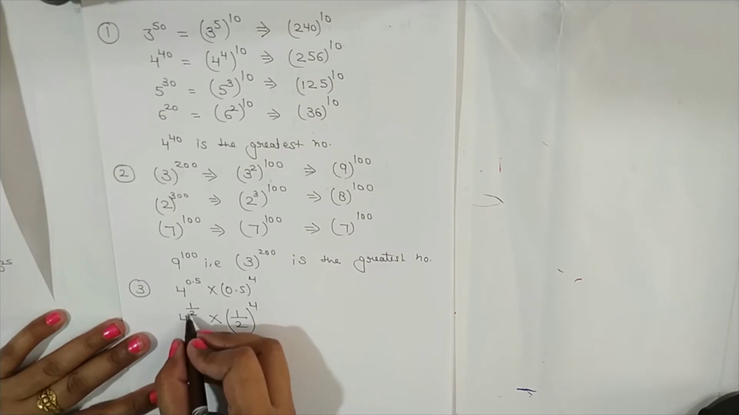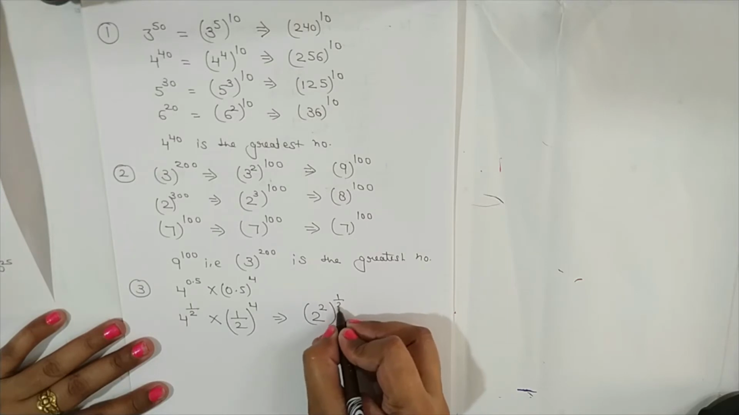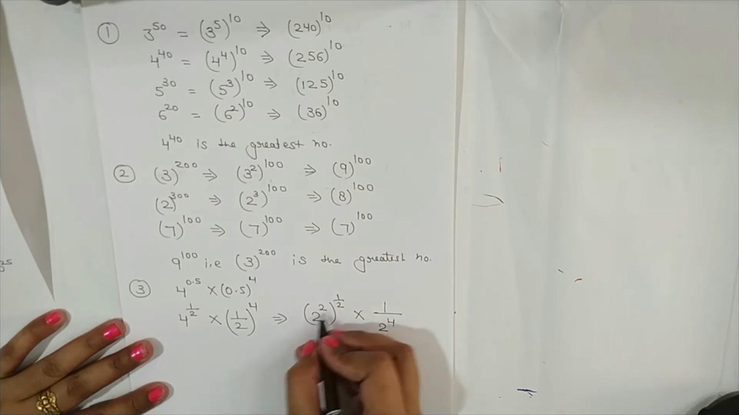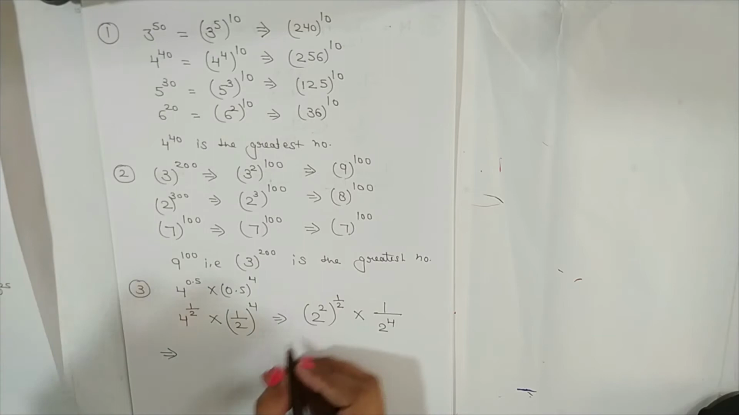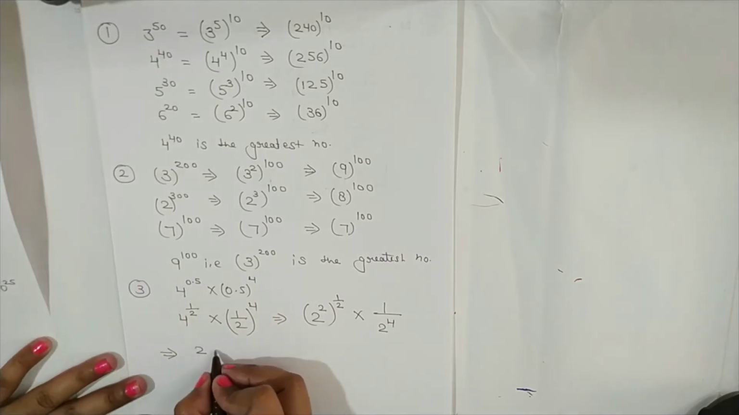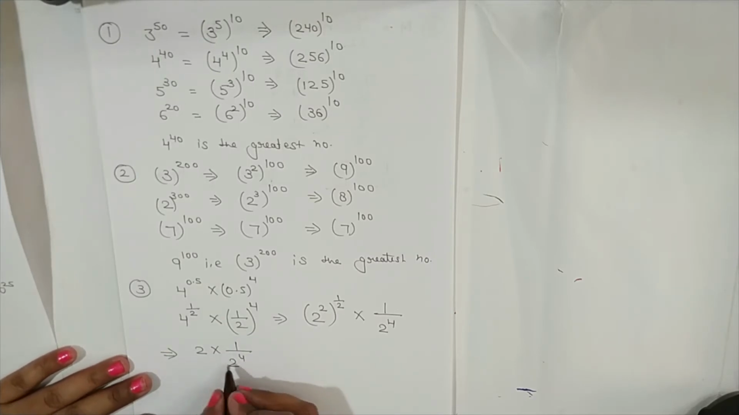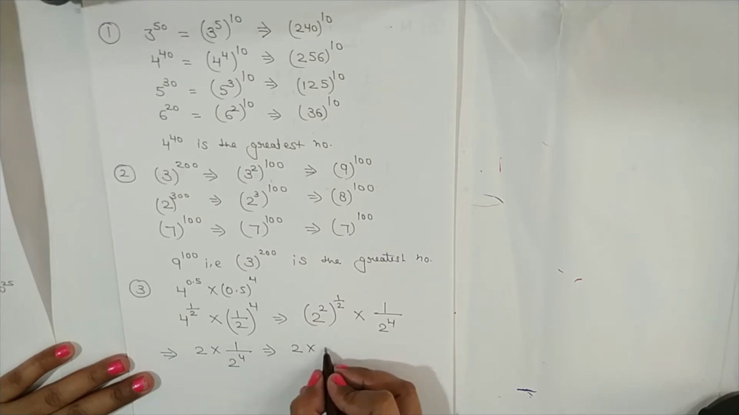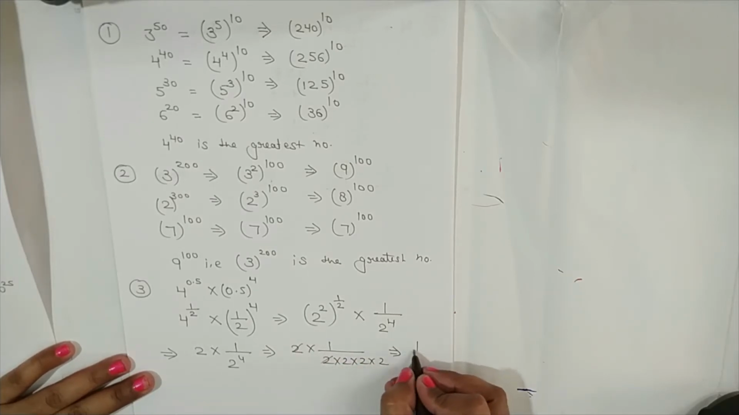Now it can be written as 2 to the power 2, the whole power 1 by 2, into 1 upon 2 to the power 4. So simplify it. What remains is 2, then 1 upon 2 to the power 4. So it can be written as 2 into 1 upon 2 into 2 into 2 into 2. Now 1, 2 and 2 cancel. So it will be 1 upon 8.